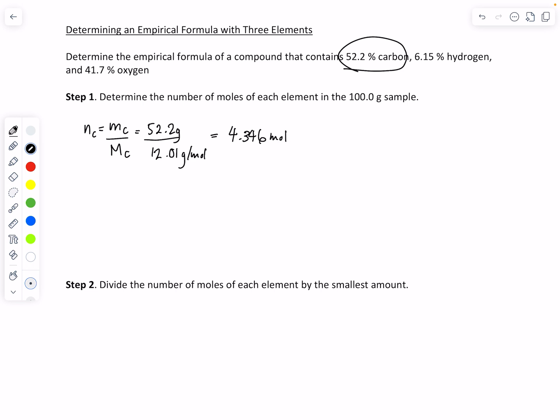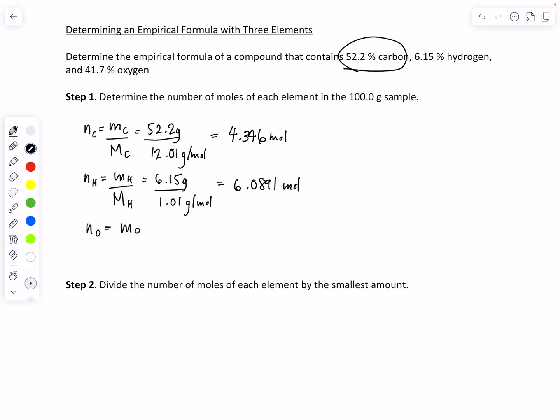Let's do the same for hydrogen. It's equal to the mass of hydrogen divided by the molar mass of hydrogen. 6.15% becomes 6.15 grams out of 100 grams. And the molar mass of hydrogen is 1.01 grams per mole. So we end up with 6.0891 moles of hydrogen. Let's do the same for oxygen.